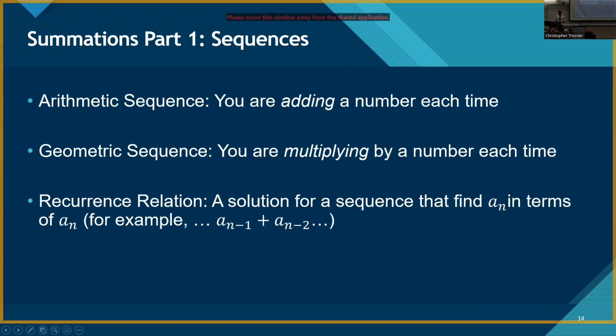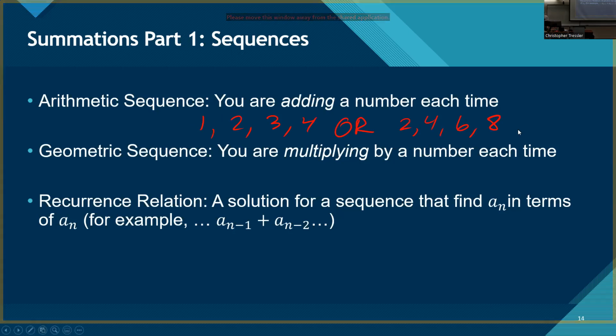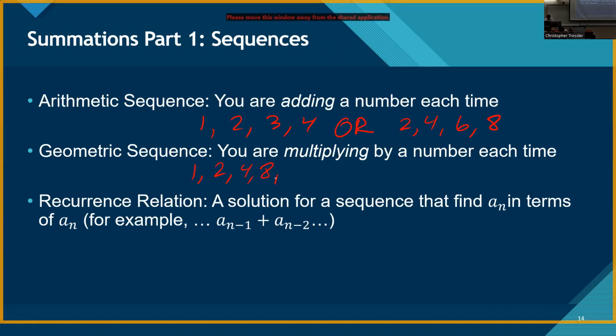This is crazy. But all right, so we have an arithmetic sequence. So what would an example of an arithmetic sequence be? Just be like 1, 2, 3, 4, or we could have like 2, 4, 6, 8, right? We're just adding a number over and over again. And we have a geometric sequence. Let's say we started at 1, and we went to 2, 4, 8, 16, etc.